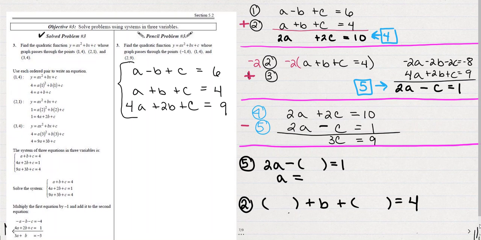There we go. So our equation 1, number each of these equations. We've got our equation 1, a minus b plus c equals 6, and our equation 2, a plus b plus c equals 4. It'd be easy to eliminate b by adding those. So I'm going to add equation 1 to equation 2 to get 2a plus 2c equals 10. And that's now our new equation 4.